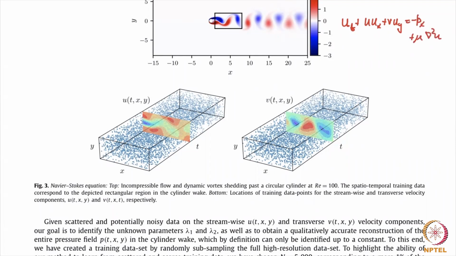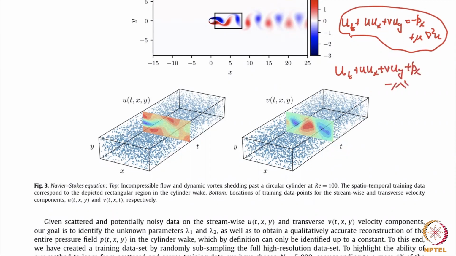Some of you might remember this. If you don't, it doesn't matter. You have a complicated equation. This is just the U momentum equation. All you need to do is say u_t + u u_x + v u_y + p_x - mu del squared u, calculate this, square it, and this should be minimized.